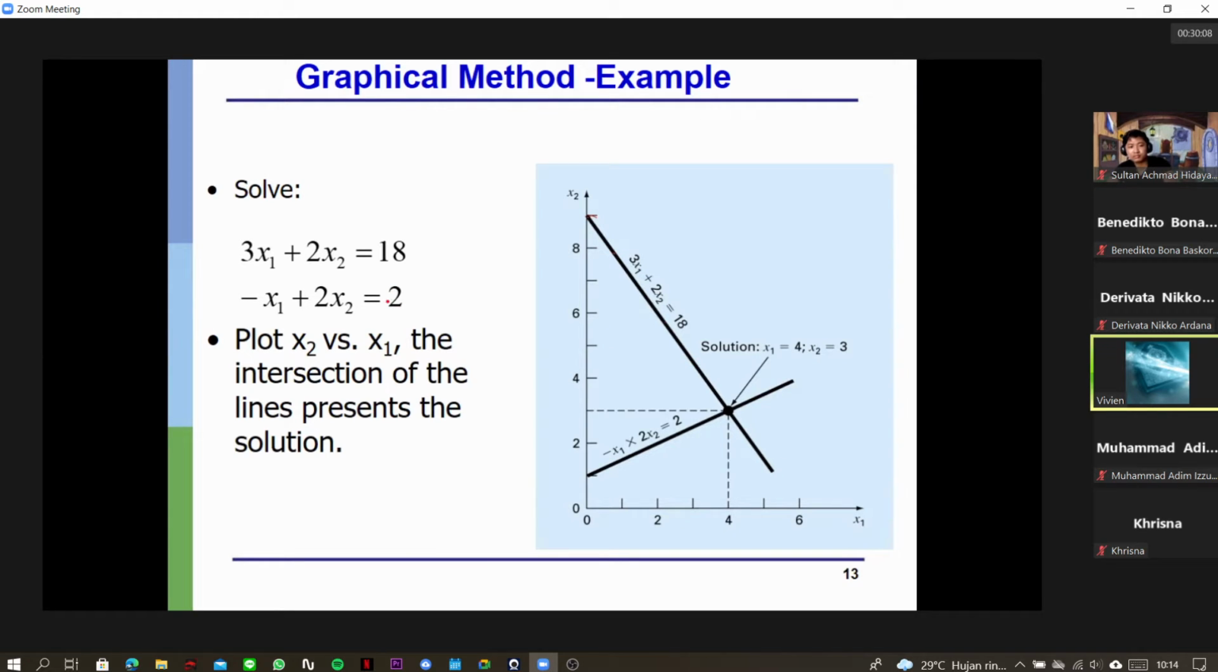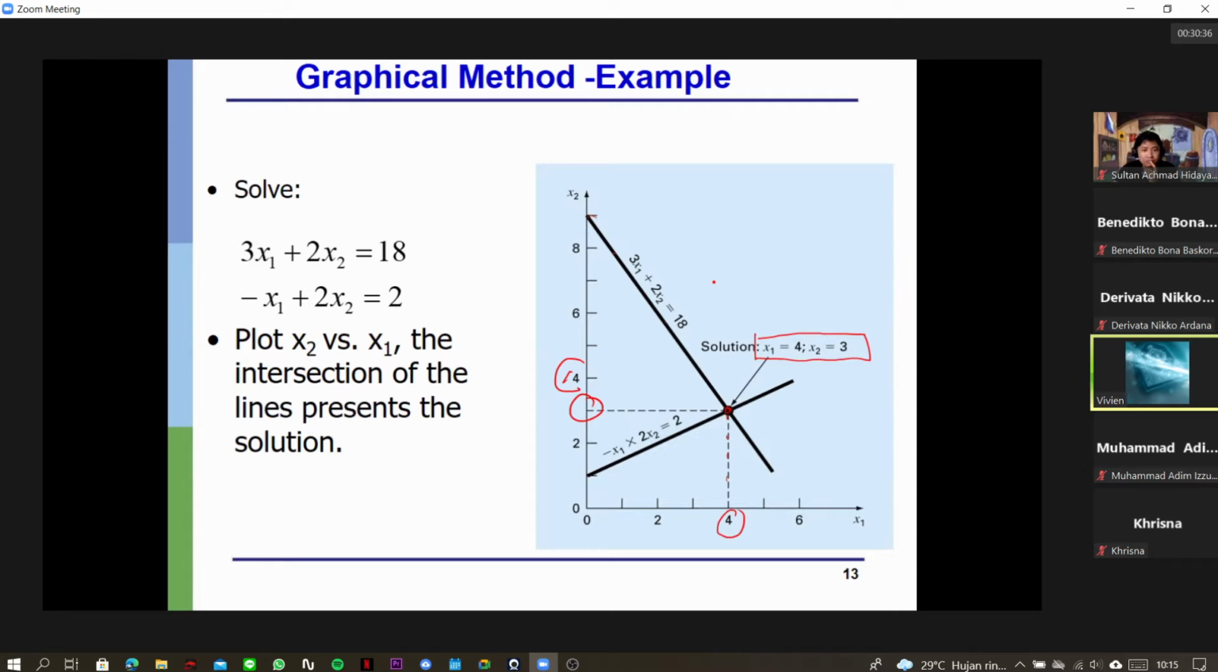Again, for the second line, we do the same. This is for the second equation. The intersection of these two lines will be the solution. The values of x1 and x2 at that point will be the solution for this case. In this case, x1 is 4 and x2 is 3. So this is the graphical method.